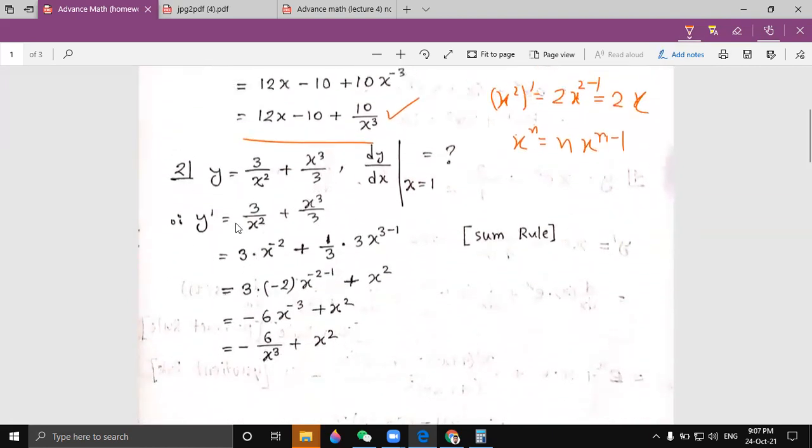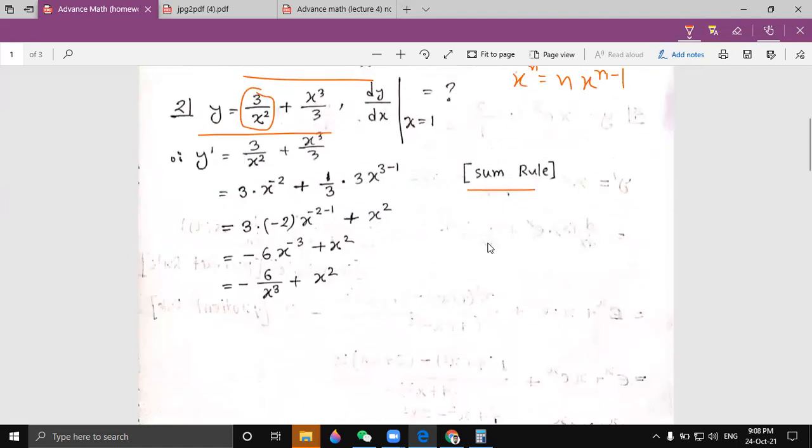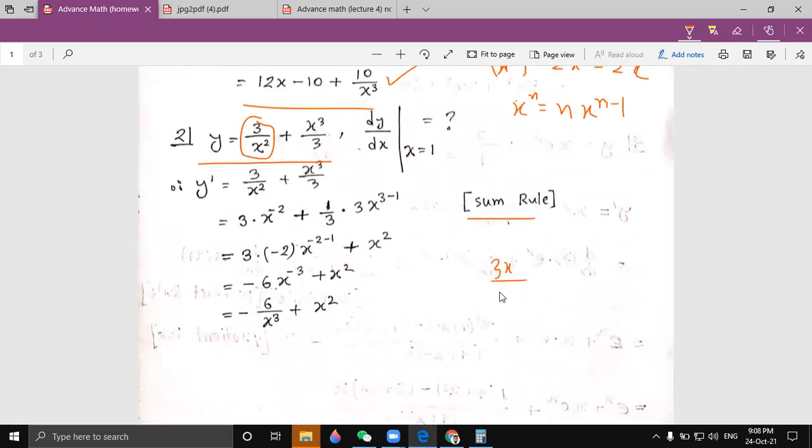Now here we have y is equal to 3 by x square plus x cubed by 3. Again, same thing, we will use our sum rule. But here, this part is like the quotient rule, right? No, sorry, this is not the quotient rule. The quotient rule would be like this way, 3x by x square. Here you can see our numerator is a constant value, right? So this is not a quotient rule.